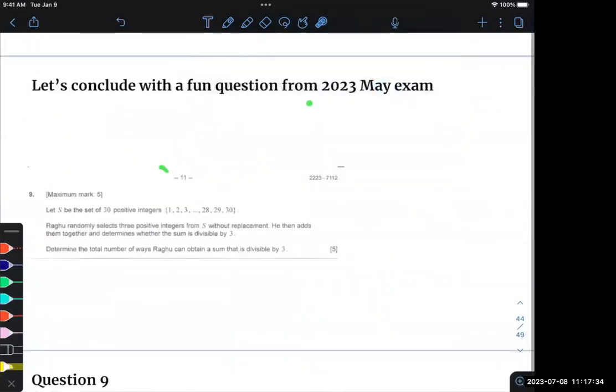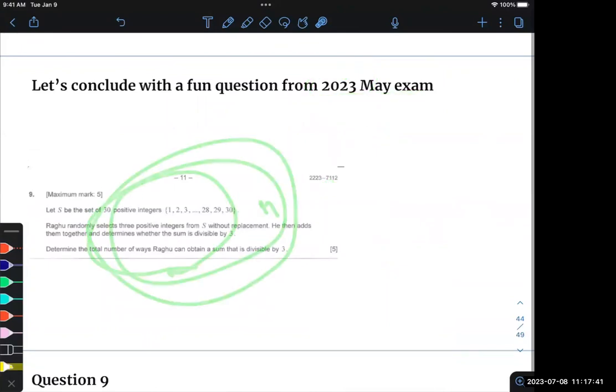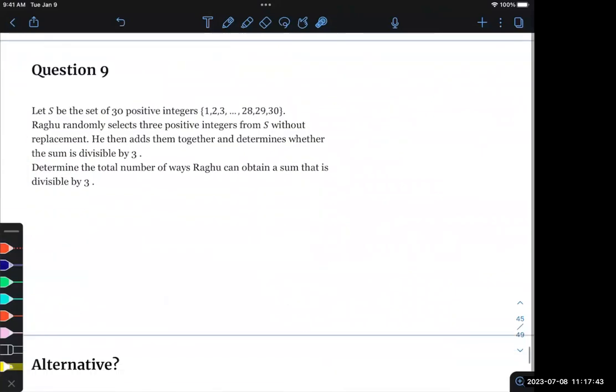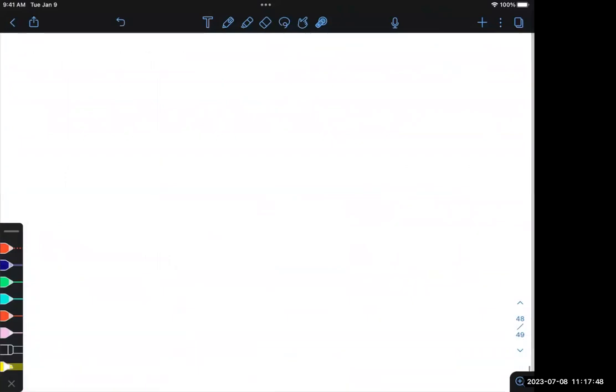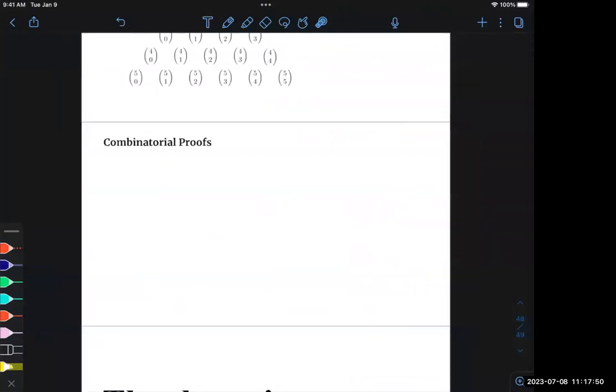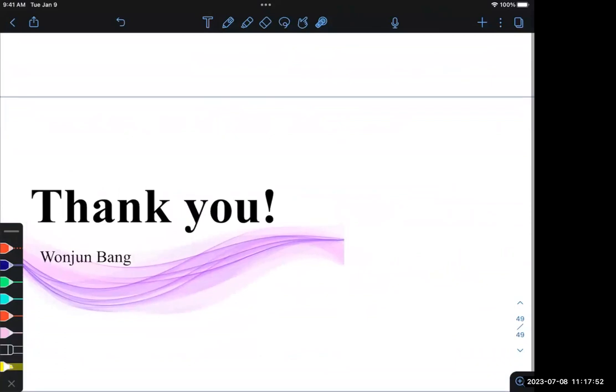I was going to talk about another May 2023 question with the combinatorial proof, but I will do that later, because we are running out of time. Two things I want you to remember from today's lesson. The first: you are not taking a test, you're writing a paper, you're doing research, so everything you write you must justify. We cannot take things for granted.